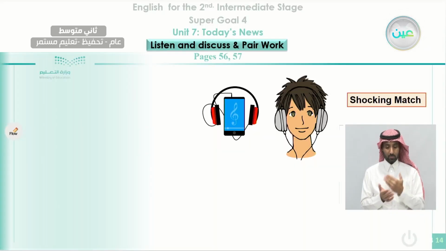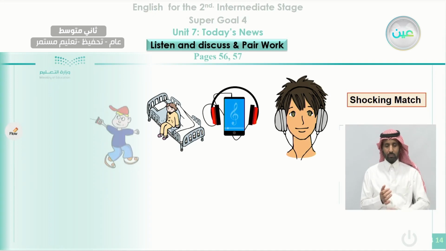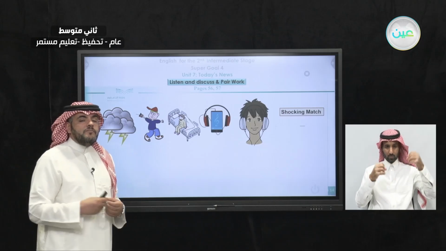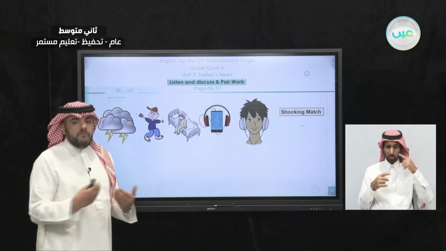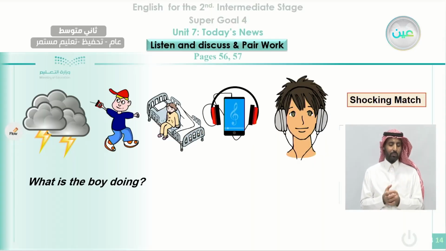Using the headphone connected to the cell phone is sometimes dangerous, and sometimes it takes you to the hospital. What are the circumstances that will be dangerous? When there is a storm. When there is a storm, you have to avoid using the cell phone because it might kill you, because it is very dangerous.